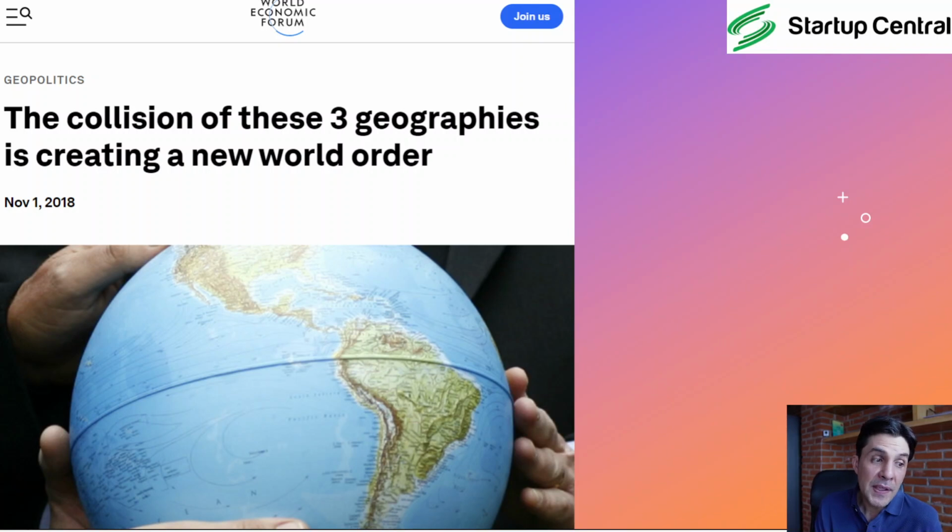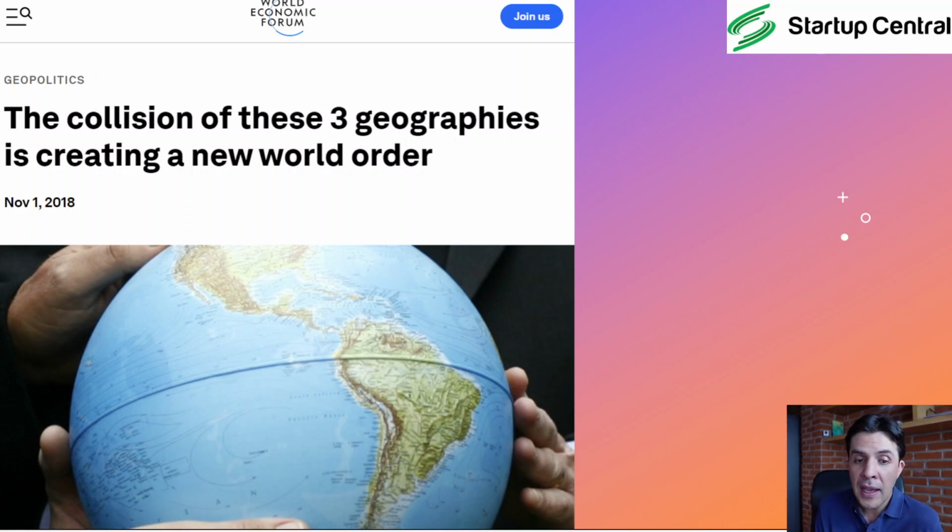Then we have this piece of news. And this is kind of old, but it's still valid today. The collision of these three geographies is creating a new world order. This is published by the World Economic Forum. They have been predicting or planning or working on this for a while. And these three geographies basically mean Russia, China, along with the BRICS, and the Western countries, and basically everyone else. So they're already talking about the new world order.